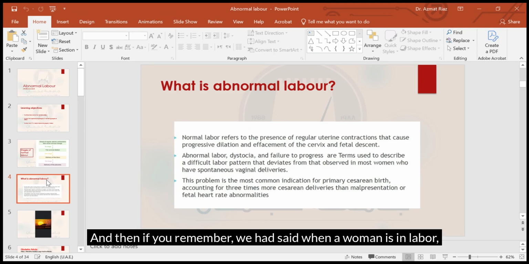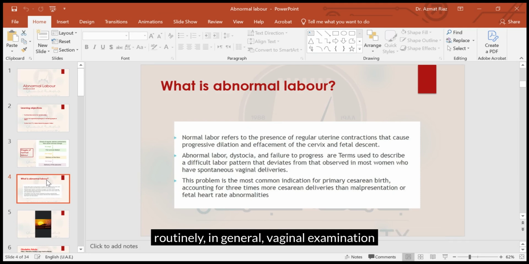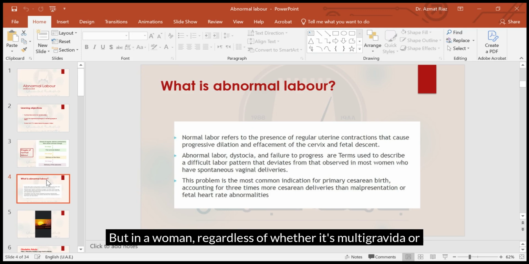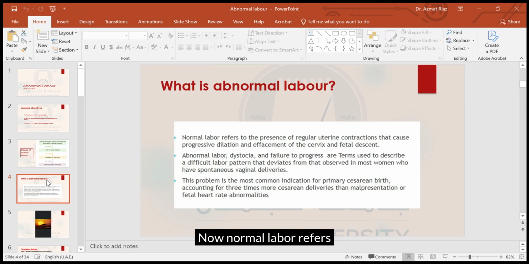Okay. And then, if you remember, we had said when a woman is in labor, routinely in general, vaginal examination is performed every 4 hours. And what do we expect? At least 2 centimeters of dilatation in 4 hours. Of course, we had said that sometimes we need to do it more frequently, but in a woman, regardless of whether it's multigravida or primigravida, the routine is repeating vaginal examination every 4 hours.